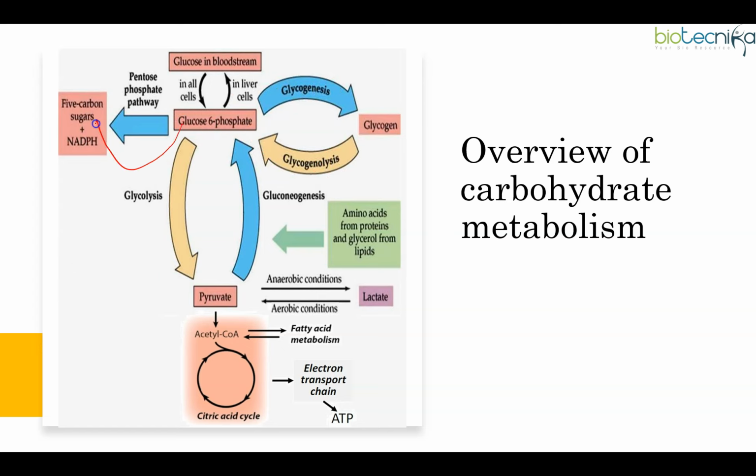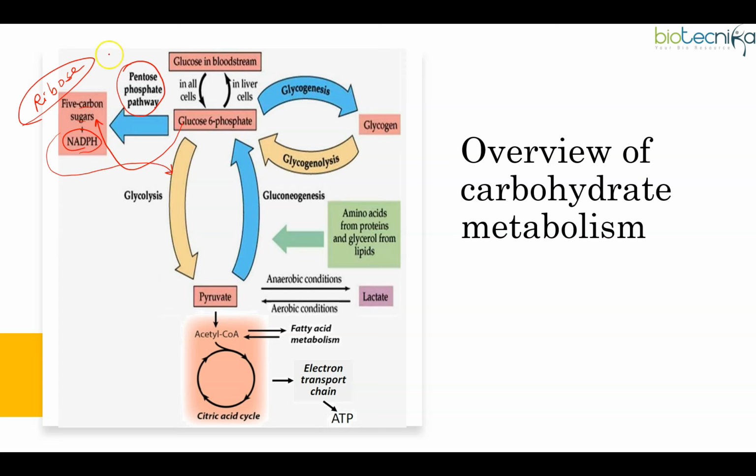Glucose 6-phosphate can also give rise to 5-carbon sugars, that is the ribose sugars, which are needed for nucleic acid biosynthesis. Along with that, NADPH, also required for biosynthetic pathways, is produced through this pentose phosphate pathway, from where again they will be shunted back into glycolysis.